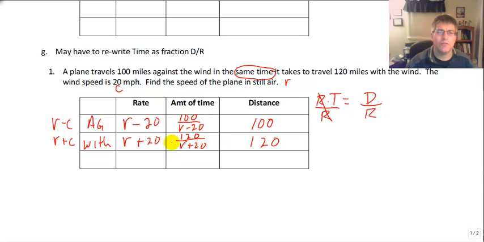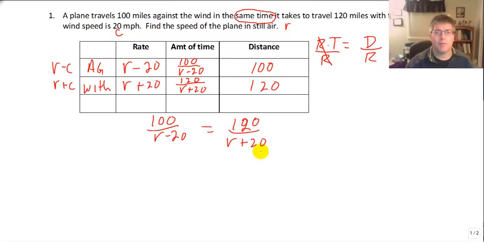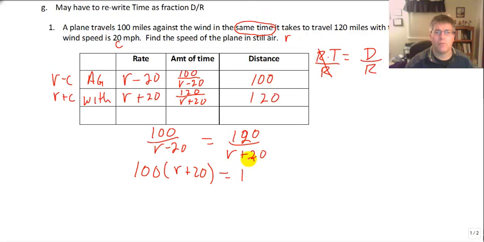And we know that these two times are the same. So 100 over r minus 20 will equal 120 over r plus 20. So one time is equal to the other time. And here we have a proportion. So we can simply multiply the means and extremes or cross multiply. So we get 100 times r plus 20 equals 120 times r minus 20.